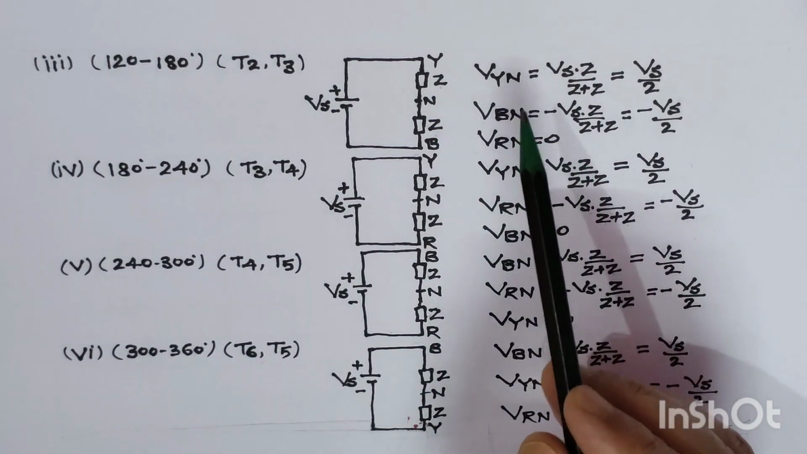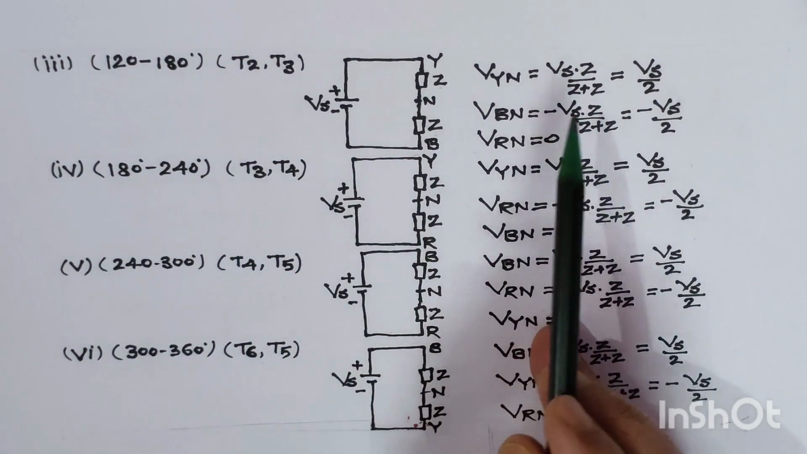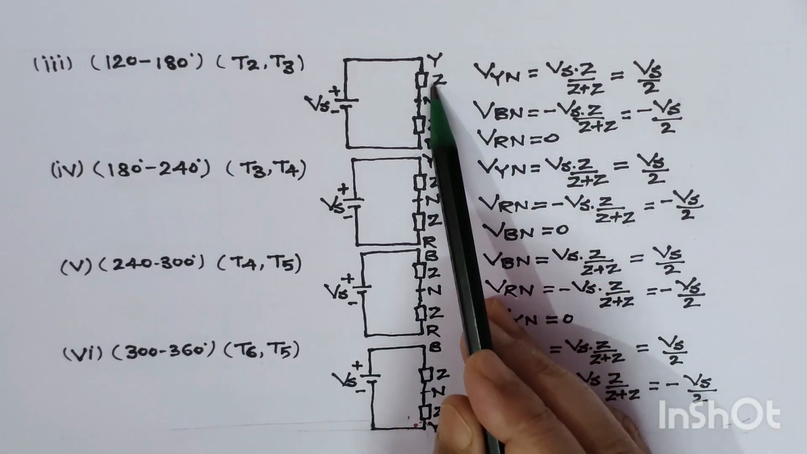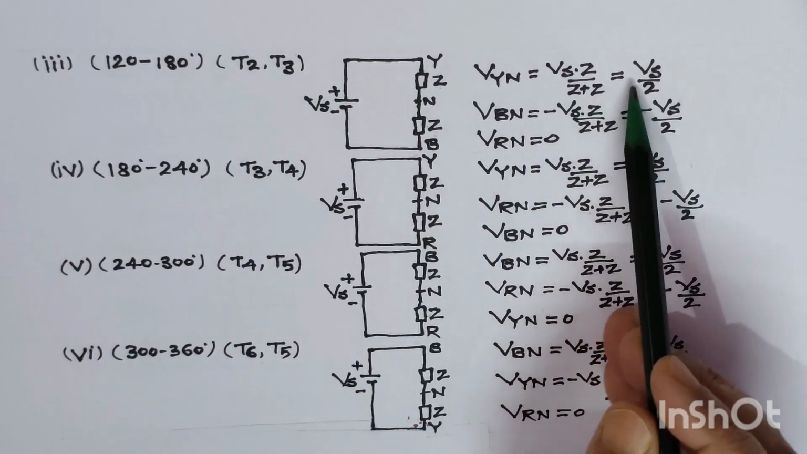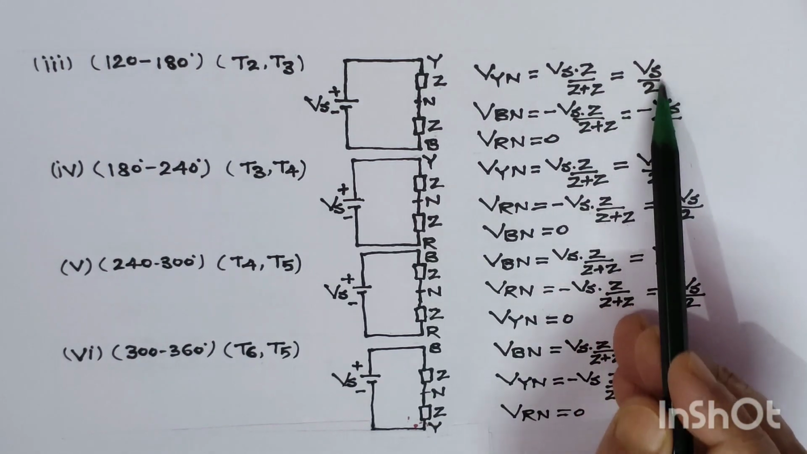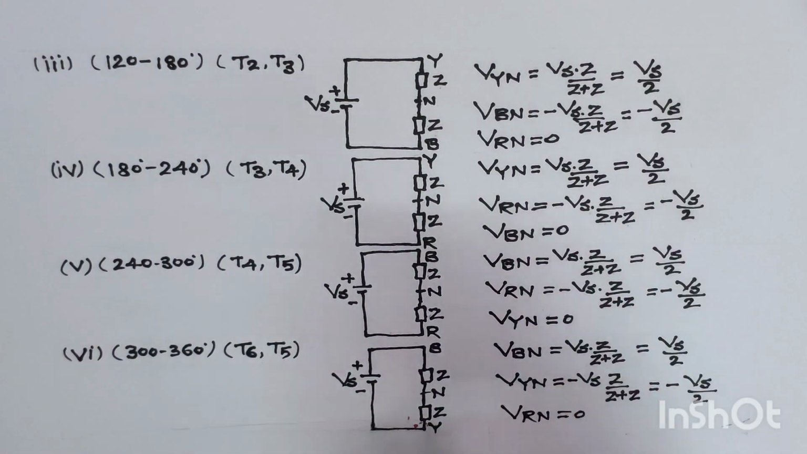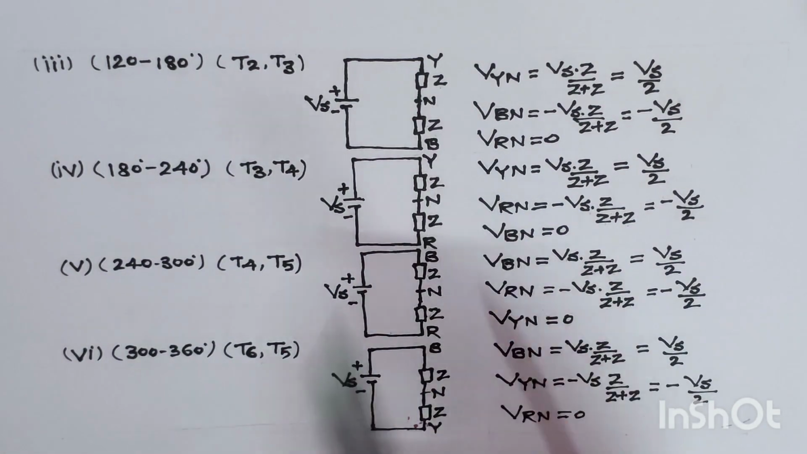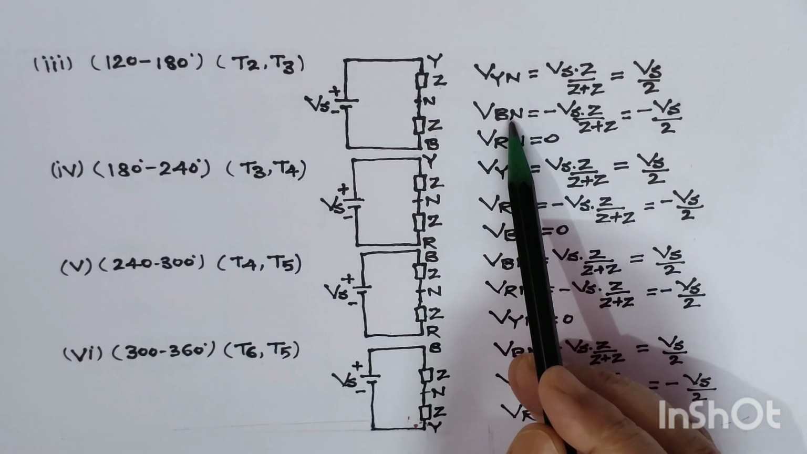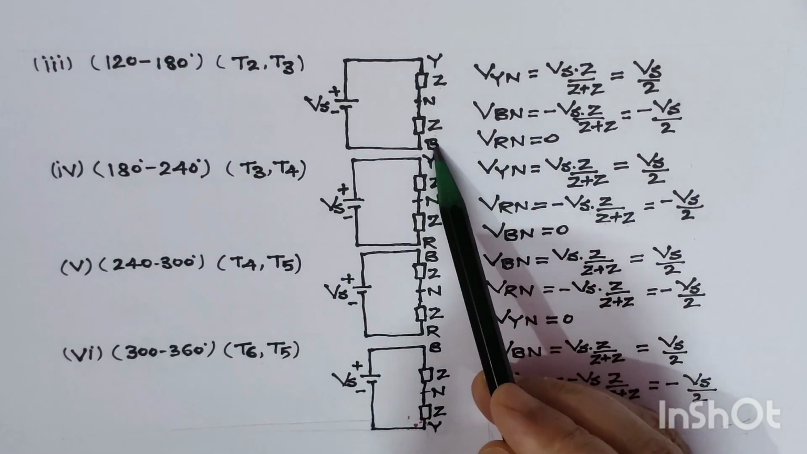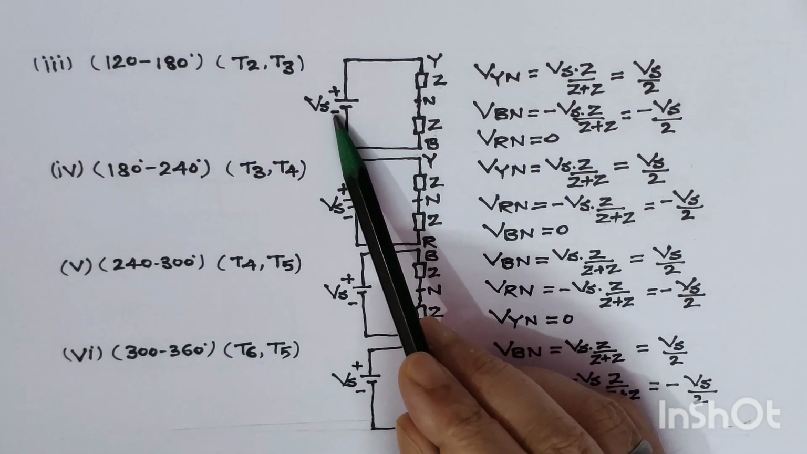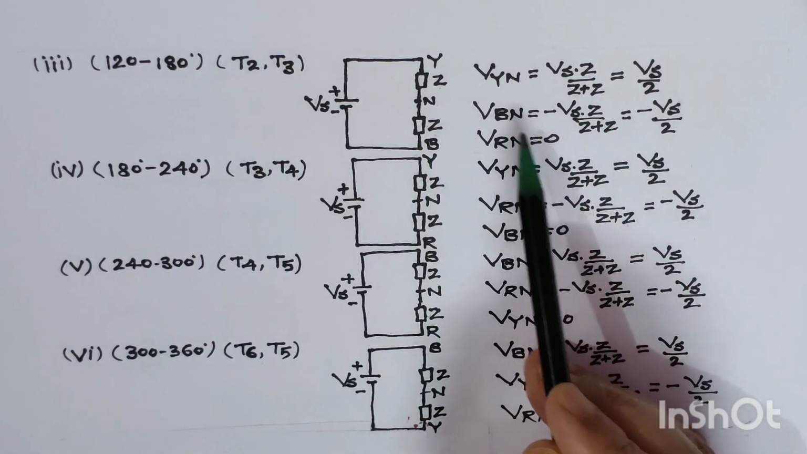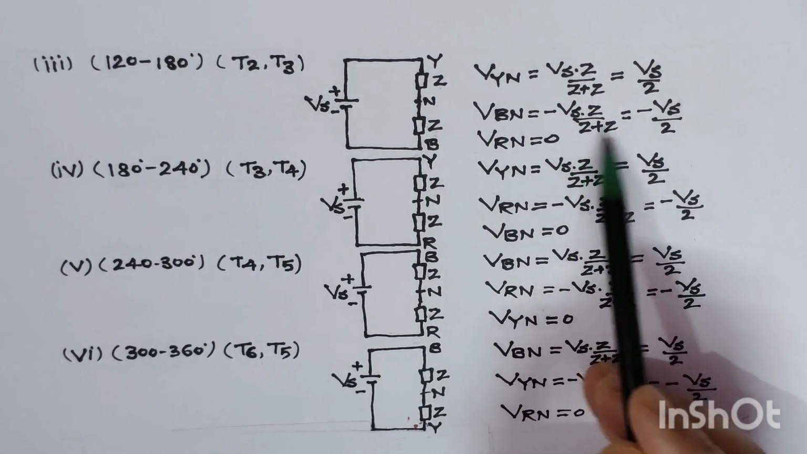Similarly, as we derived in the previous case, here also this is supply voltage Vs into Z upon Z plus Z upon Z plus Z. If you solve this, this comes out to be Vs by 2. Now in the next case, we will find out the VBN. It means in VBN, since B phase is connected toward the negative side, we will write here minus Vs supply voltage into impedance Z upon Z plus Z upon Z plus Z.